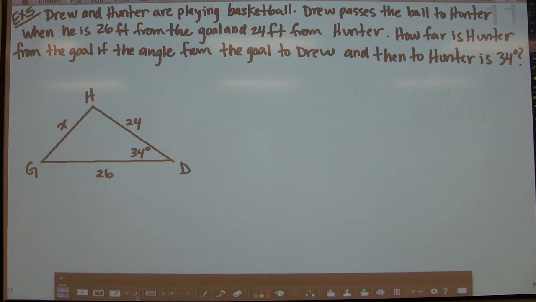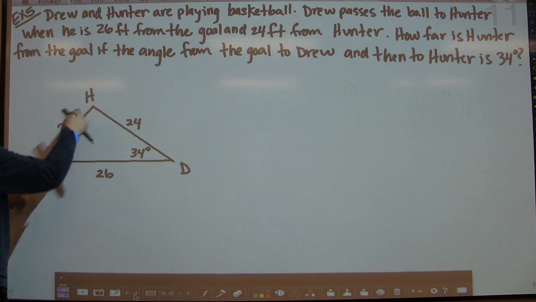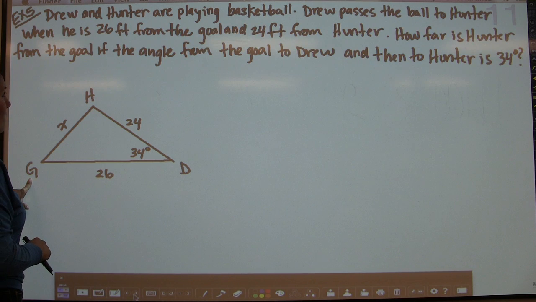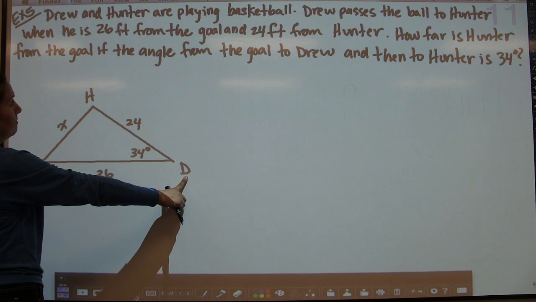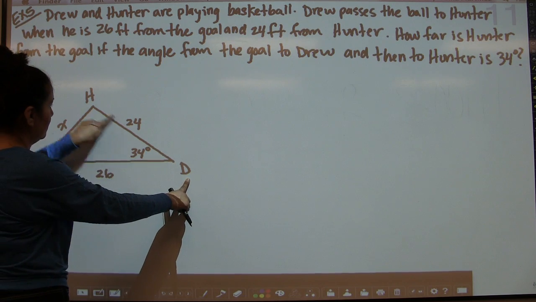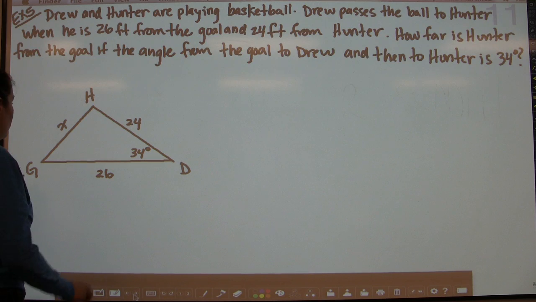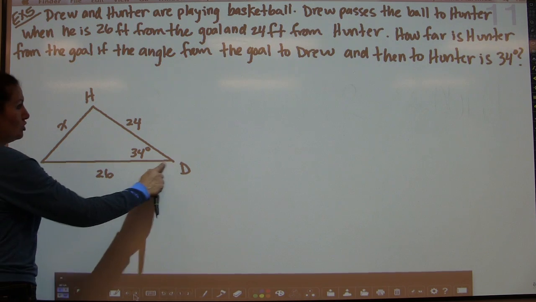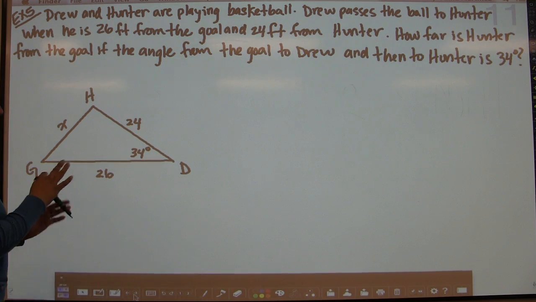So Drew and Hunter are playing basketball. Drew passes the ball to Hunter when he is 26 feet from the goal. So here's D for Drew, G for goal, and H for Hunter. Drew is 26 feet away from G. At the same time, he's 24 feet from Hunter. So here's the distance to Hunter. How far is Hunter from the goal? That's the x there. If the angle from the goal to Drew and then to Hunter is 34 degrees, that's how I came up with the diagram.